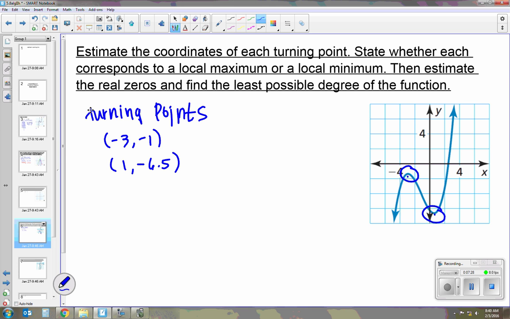And they wanted to see if they're local minimums or maximums. Well, our (-3, -1) is a local max. And our (1, -6.5) is our local min. Okay? Now, this next part, we have to figure out the least possible degree of the function. If we look, we only have one real zero right here. But obviously this is not linear, it's not quadratic. So the next least possible degree could be a cubic.